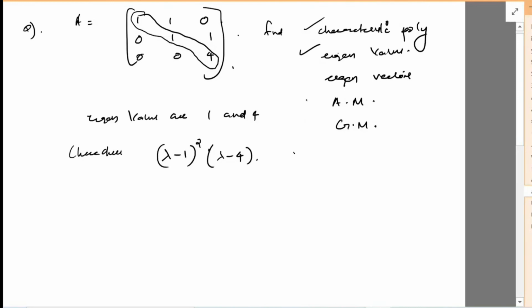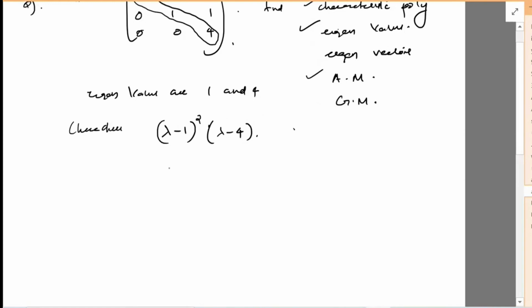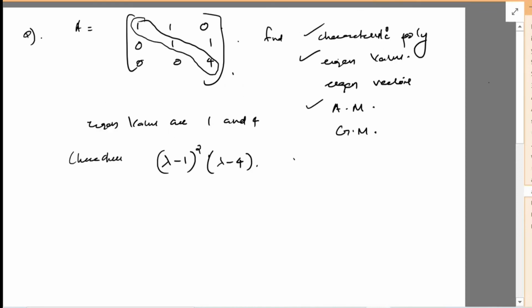And what will be the algebraic multiplicity? We can also find the algebraic multiplicity. The algebraic multiplicity of the eigenvalue 1 is denoted by m1. What will be m1? It will be 2. And m4 will be 1. So we got the algebraic multiplicities also. The next thing is we need to find the eigenvectors and also the geometric multiplicity.